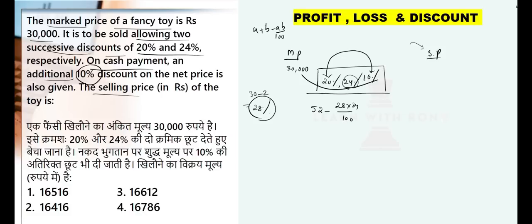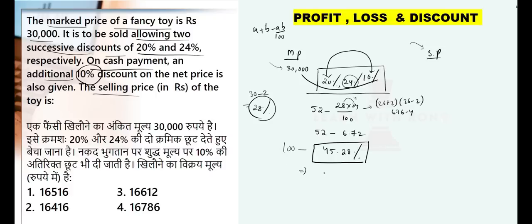So what is the product of 28 and 24? Difference is 4. So I can write this as 26 plus 2 and 26 minus 2, right? A plus B, A minus B, A square minus B square. 26 square is 676 minus 4, 672 by 100, 6.72. So 52 minus 6.72, which is 45.28% is the effective discount here. Now what is the actual percentage of the value we have given here? 100 minus 45.28, which is 54.72% is the percentage we have given for the selling price.